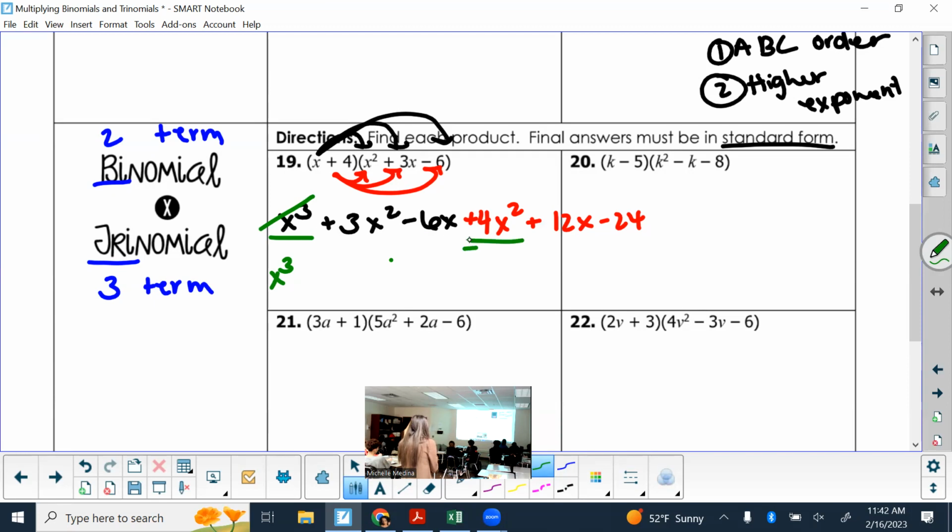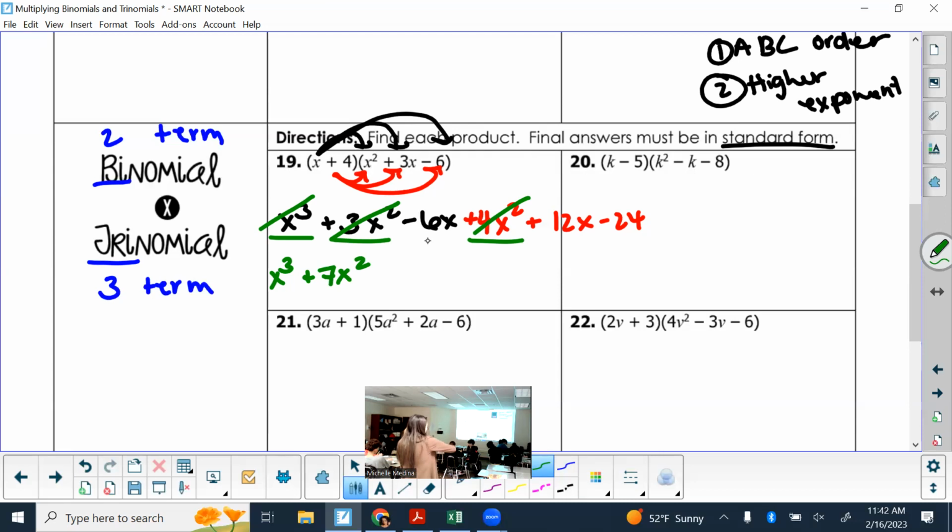So an x squared, are there any other x squareds? What is it? So what's 3x squared plus 4x squared? Combine those, and then once you've done that, you can even cross them out if you want to, because we're writing them in standard form.